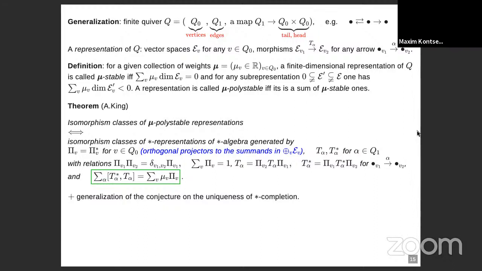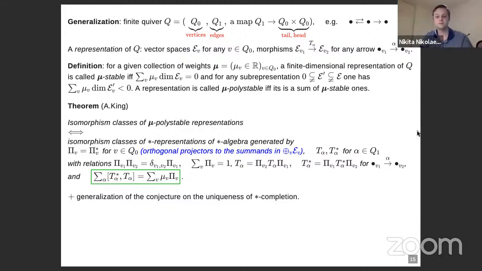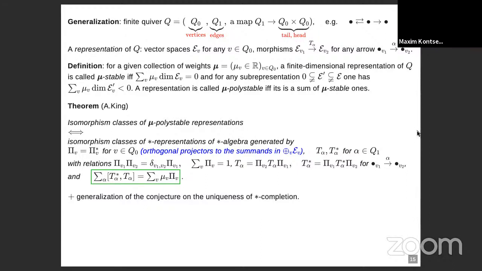Now suppose for each vertex I get a weight, some real number. A finite-dimensional representation is called mu-stable if the linear combination of dimensions with these weights is 0, and for any proper sub-representation this thing is strictly negative. A representation is called polystable if it's a direct sum of mu-stable ones. One can define some notion of polystable representation, but I will not go into this. The theorem by Alistair King is the following: the isomorphism classes of mu-polystable representations are the same as isomorphism classes of star representations of the algebra, which is the following one.